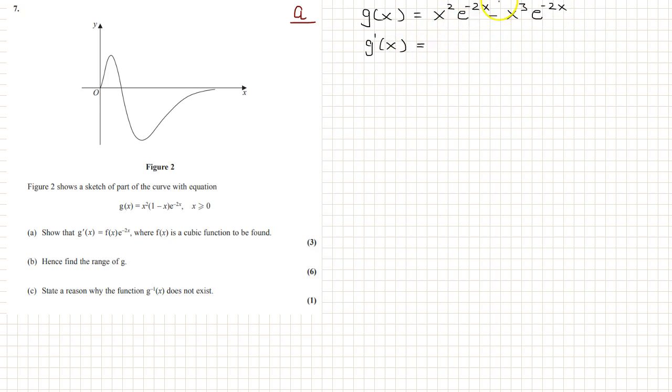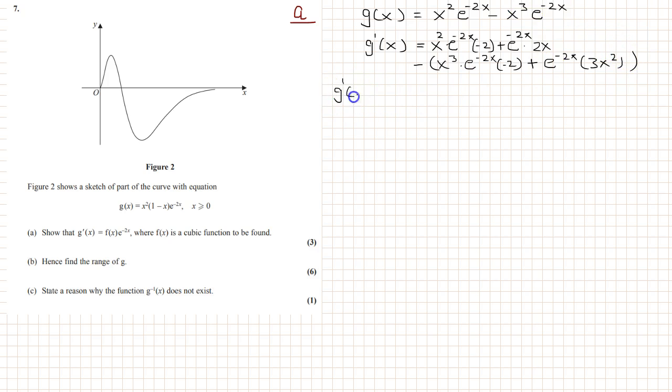If we differentiate this, so first function into differential of second, that is e to the power minus 2x into minus 2, plus second function e to the power minus 2x and the differential of first, that is 2x, minus first function into differential of second, e to the power minus 2x and minus 2, plus second function e to the power minus 2x and differential of first, that is 3x squared.